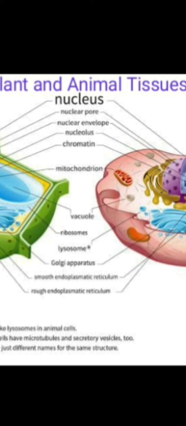Basically there are two types of tissues: plant tissues and animal tissues. They look alike but still they have different functions. For example, the plant needs to be specialized in such a way that it can make its own food.